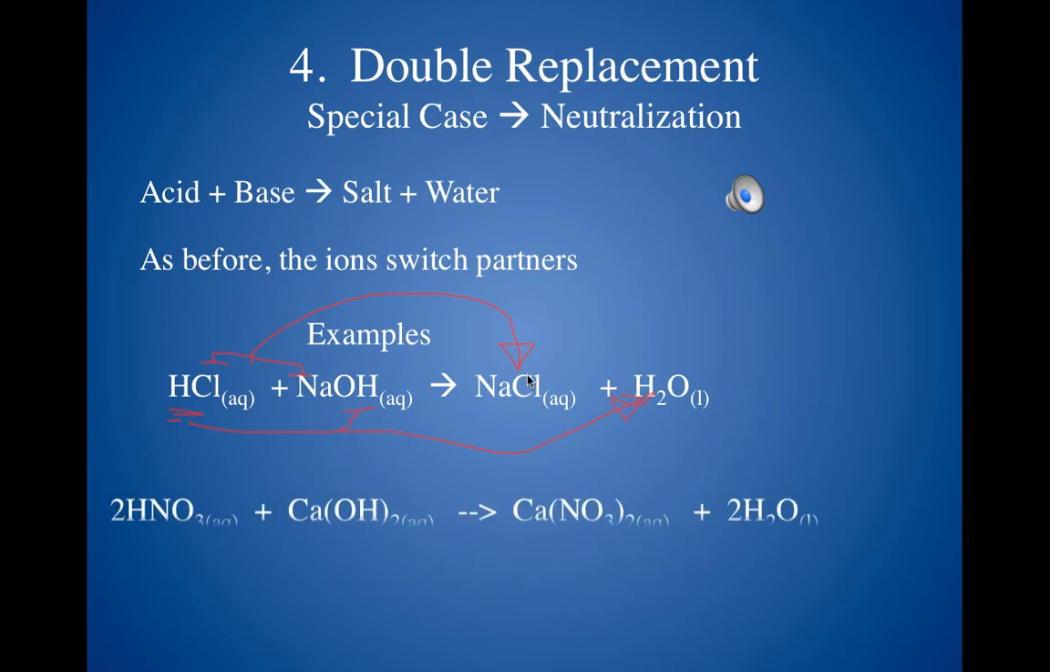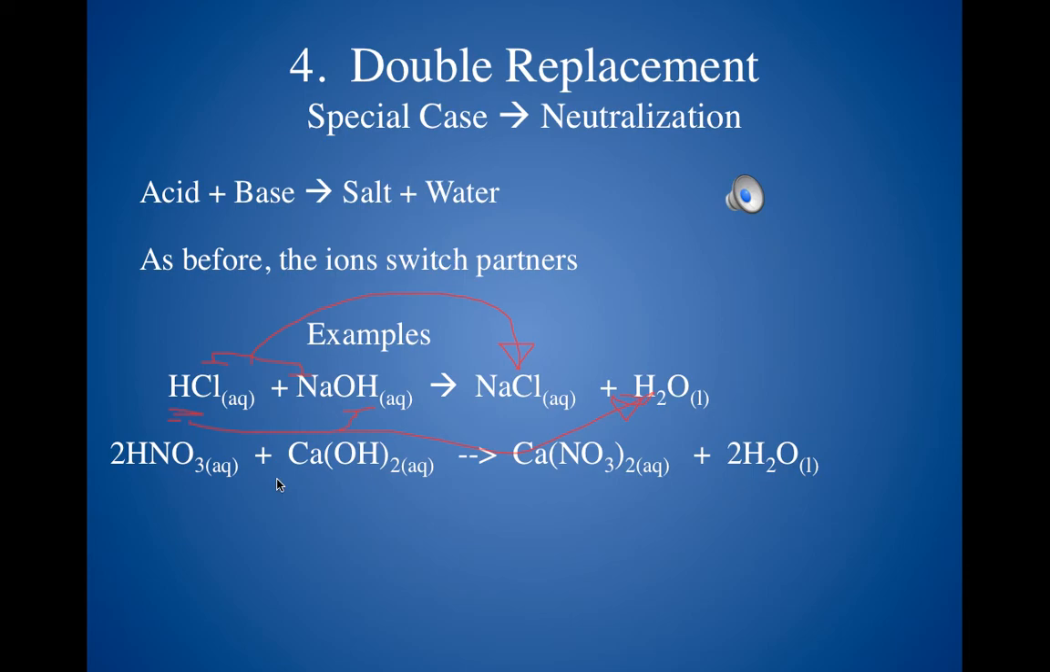Let's see, do we have another example? So we look at this beast, and we see here's our H, and here's our OH. And there's our water. Here's our calcium. Here's our nitrate. And so, thump, thump, and there's our calcium nitrate. So again, it's a double date gone sour, but acid plus base makes salt plus water.